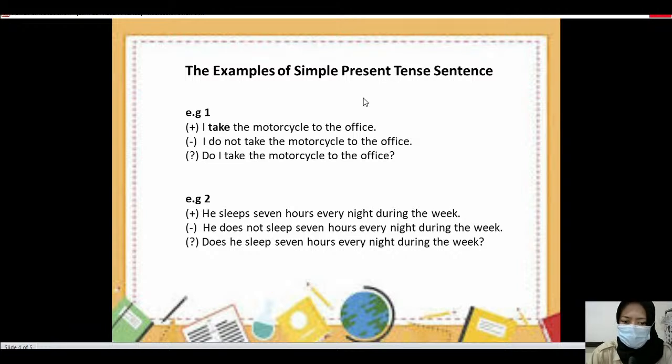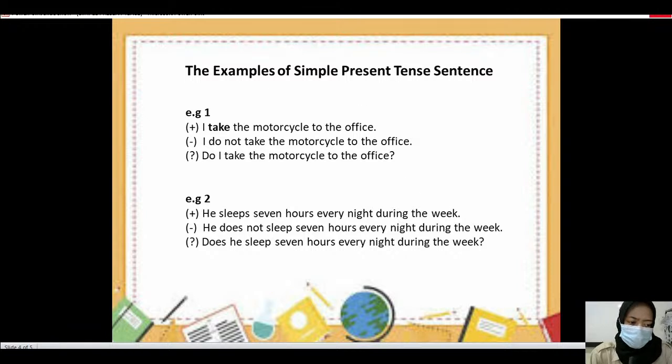And then example 2, he sleeps 7 hours every night during the week. Negative, he does not sleep 7 hours every night during the week. Meanwhile, interrogative, does he sleep 7 hours every night during the week? So you can choose he, she, or the name of a person. It uses does.